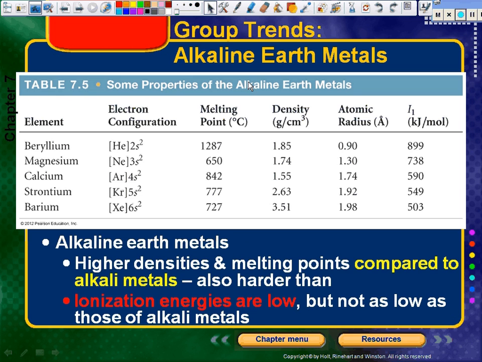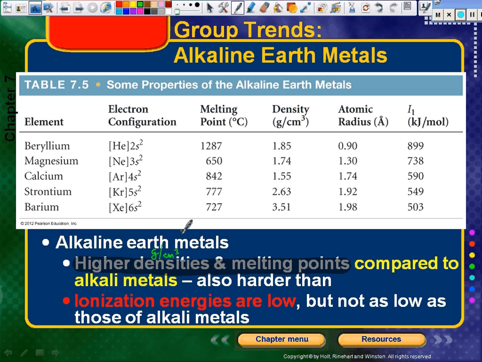There are some things I want to make sure you understand. Alkaline earth, is that group 1 or 2? It's group 2. They have higher densities and melting points. Higher density. What is density again? What's the unit for density? Grams per cubic centimeter. So it has a higher density.